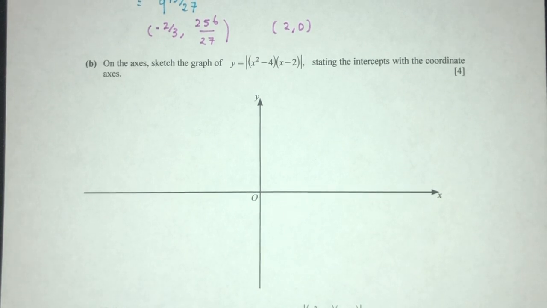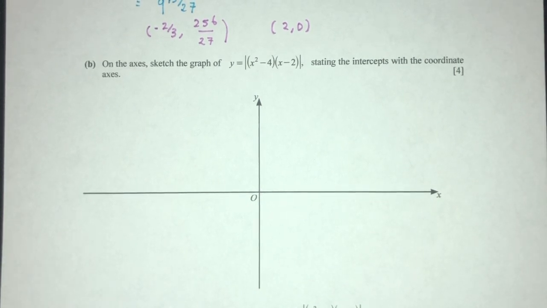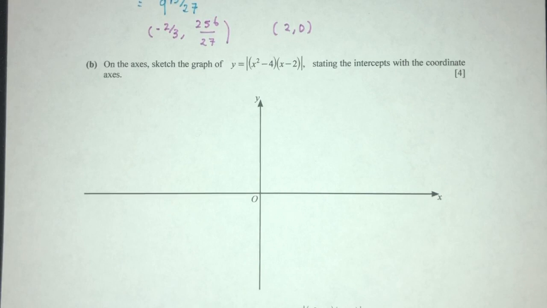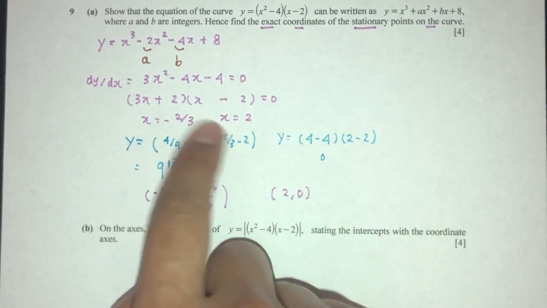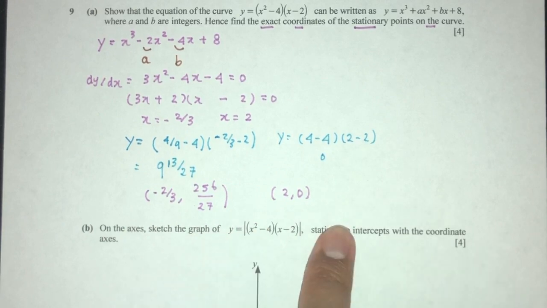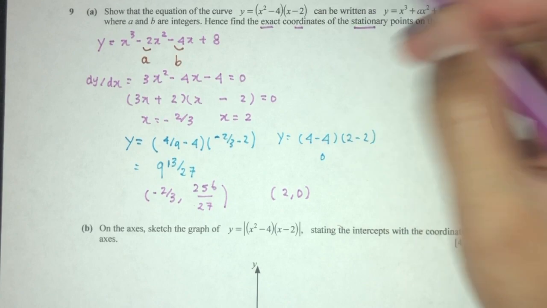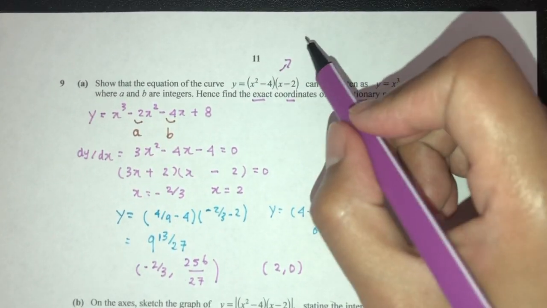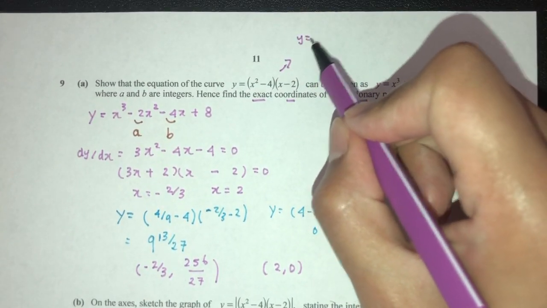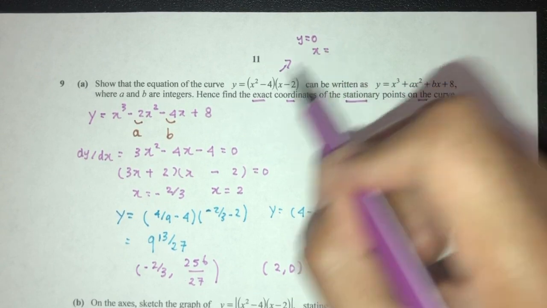we have to sketch the graph, stating the intercepts with the coordinate axes. So we have to show the intercepts, the y-intercepts and also the x-intercepts. So the points where it cuts the y-axis and the x-axis. Now as you can see, we have a few points here. These are the stationary points, but we also have to know, from this equation, when on the x-axis y is 0, right? So the value of x will be what?